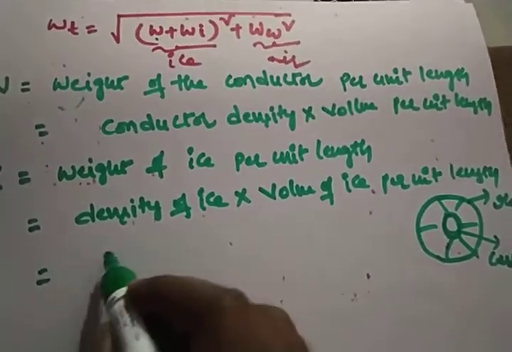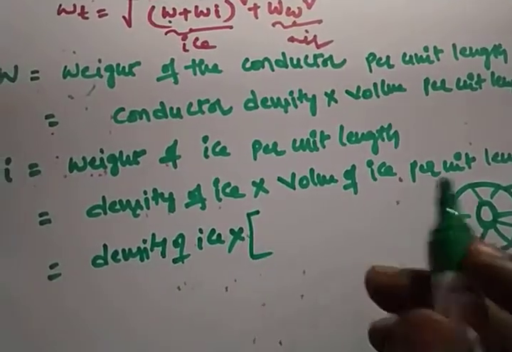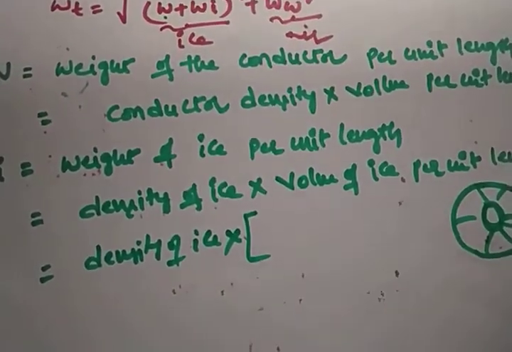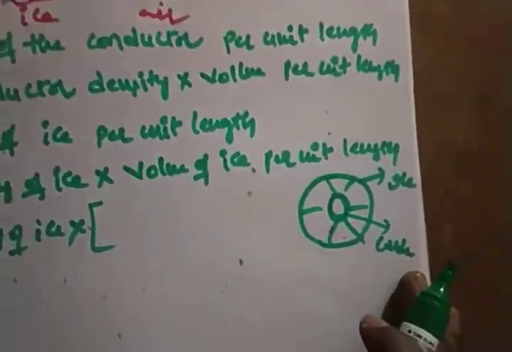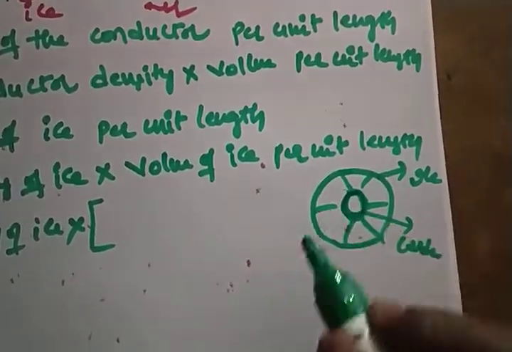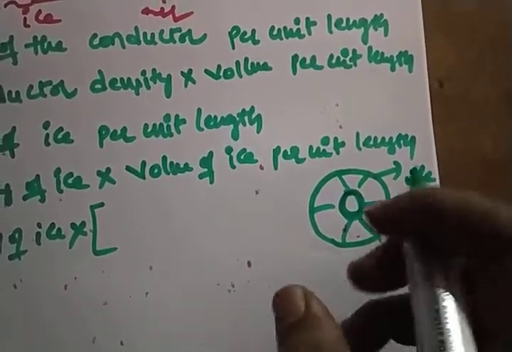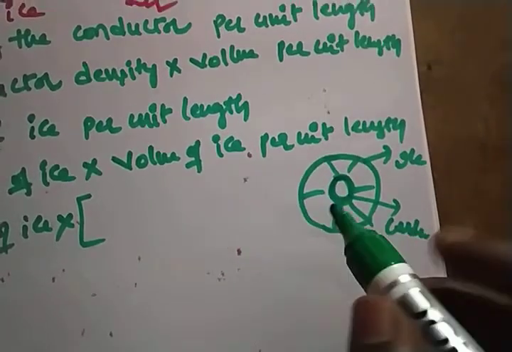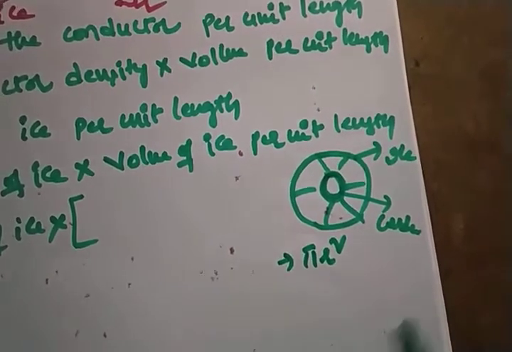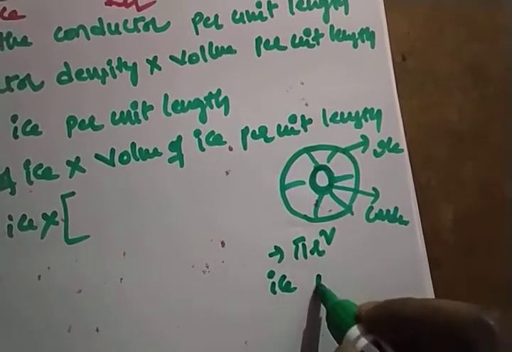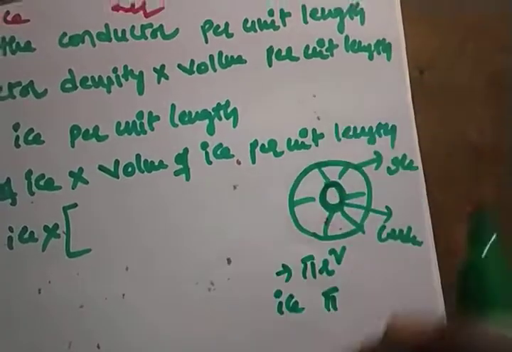So what is that value? Density of ice into the volume of ice per unit length. I already explained: first you have to calculate the volume of ice. Suppose the volume of a cylinder is pi r square, right? Ice means total minus conductor. From the total, if you remove the conductor, you'll get only ice, right?